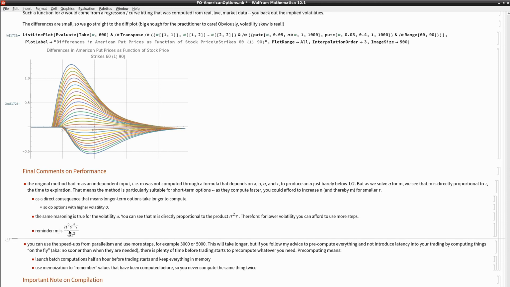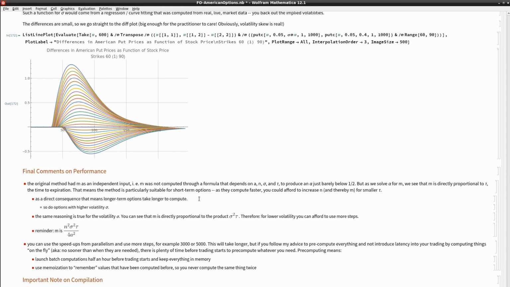Here's a reminder, this was the formula for m. M is depending on n squared, so as you increase n, you increase m. And vice versa, but we're not going that way. We increase m by an increase of n, not the other way around. Right? So you could afford to increase n and thereby m for smaller tau, because they're both in the numerator of these fractions. As a direct consequence, that means longer term options also take longer to compute.